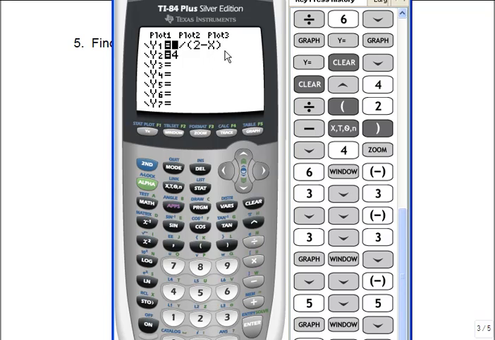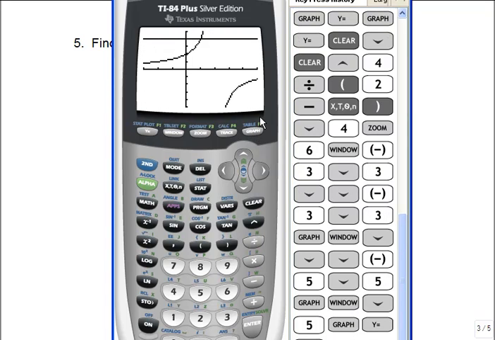So I'm just typing in the two equations that were equal to y. And then I'm going to graph this, and I adjusted my window slightly. I have x going from negative 3 up to 5, and then I have my y's going from negative 5 up to 5. So that 4 over 2 minus x, that's this reciprocal function here, and then my y equals 4 is just this horizontal line going across.